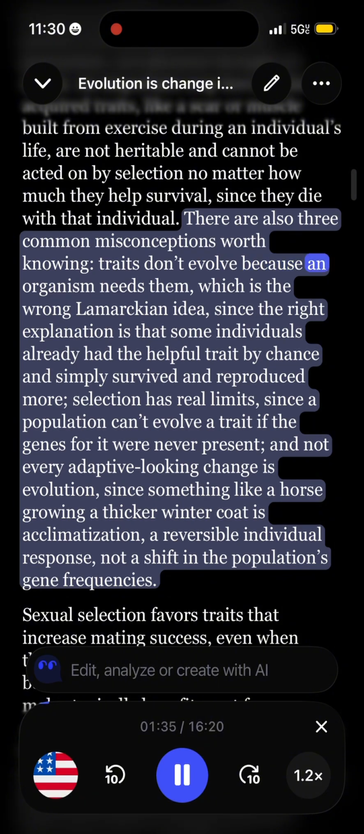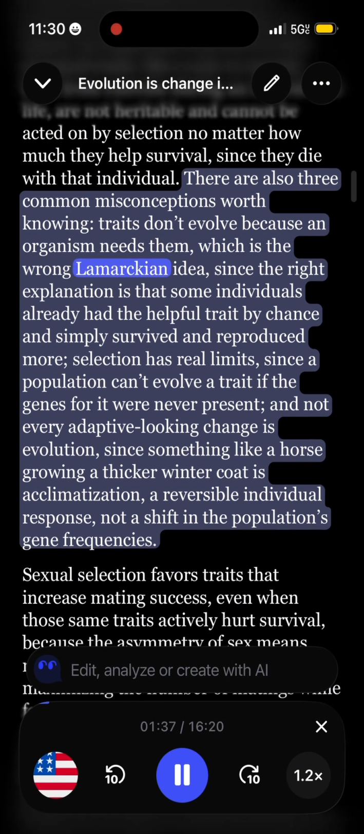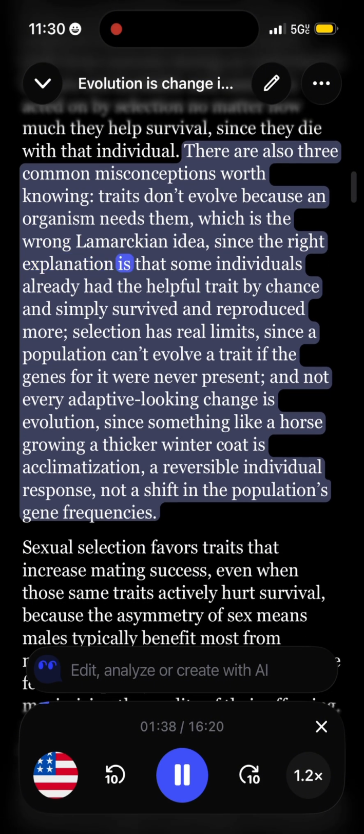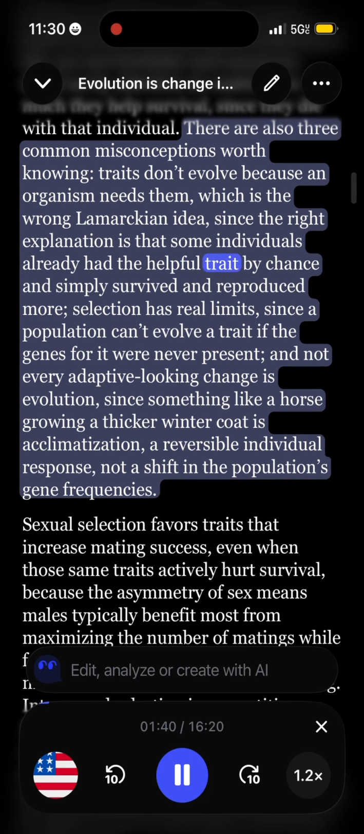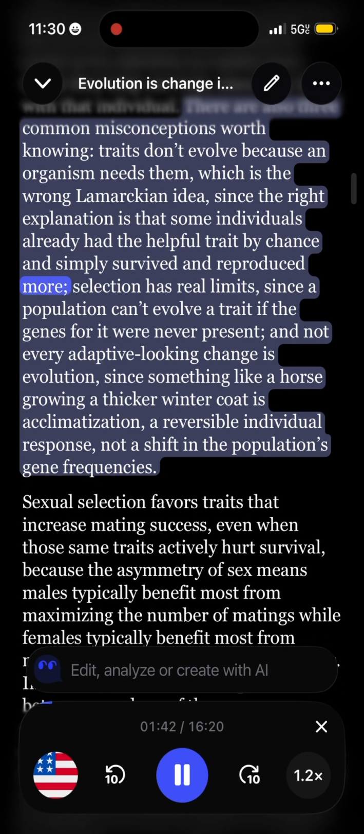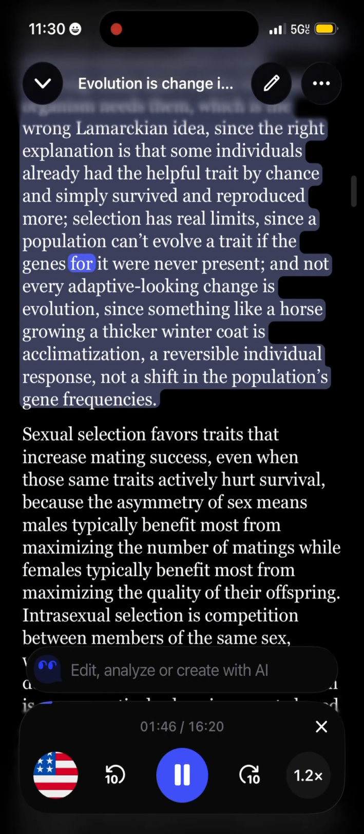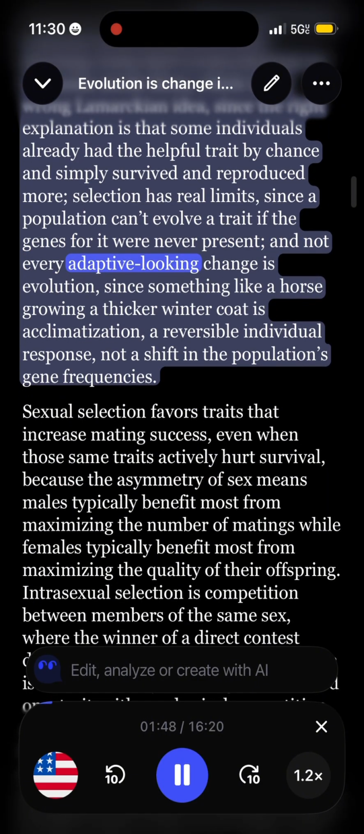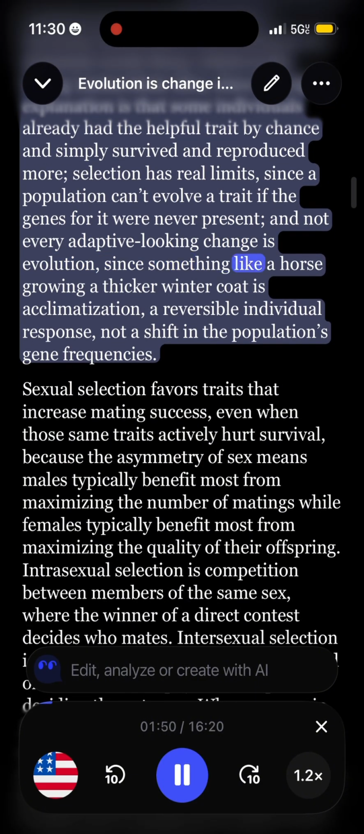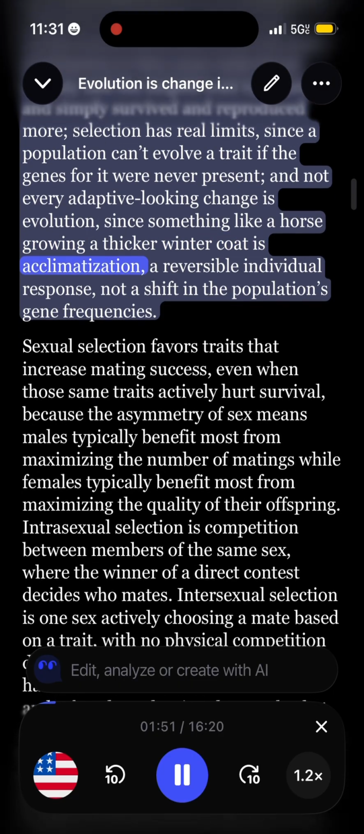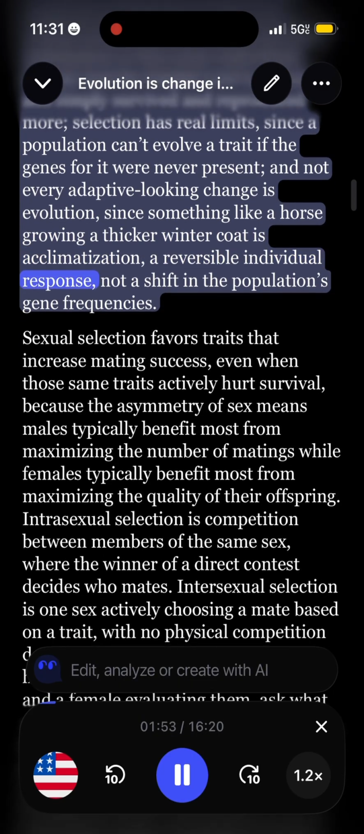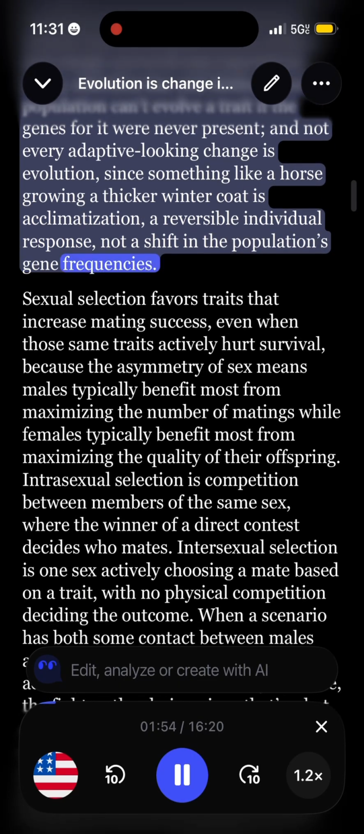Traits don't evolve because an organism needs them, which is the wrong Lamarckian idea, since the right explanation is that some individuals already had the helpful trait by chance and simply survived and reproduced more. Selection has real limits, since a population can't evolve a trait if the genes for it were never present, and not every adaptive-looking change is evolution, since something like a horse growing a thicker winter coat is acclimatization, a reversible individual response, not a shift in the population's gene frequencies.